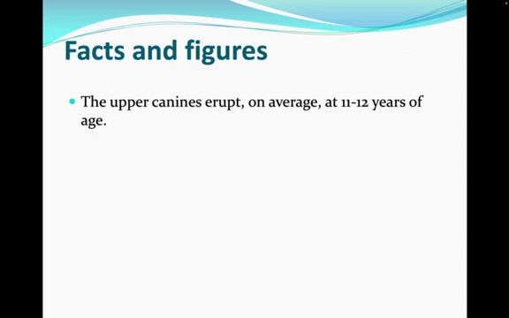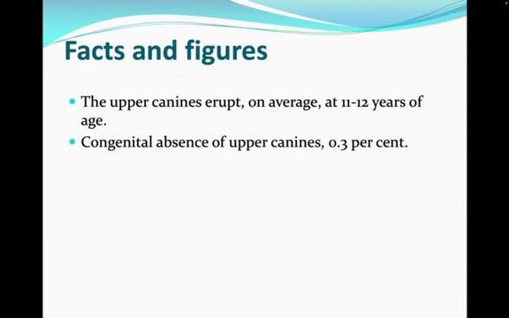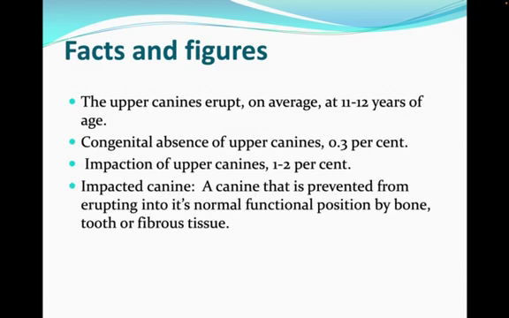Upper canines erupt usually on average at the age of 11 to 12 years. For the canine to be congenitally absent is very uncommon, very unlikely. It's 0.3% of the cases. It's more often for the canine to be impacted, which is up to 2% of the cases. Where you can't see the canine in the oral cavity, the cause will be impaction. So impaction is the most common cause for not seeing the canine in the oral cavity. If we're going to define the impacted canine, it's a canine that is prevented from erupting into its normal functional position, either by bone, tooth, or a fibrous tissue.